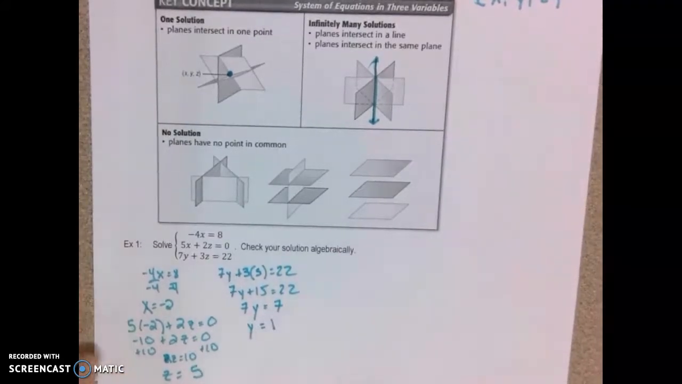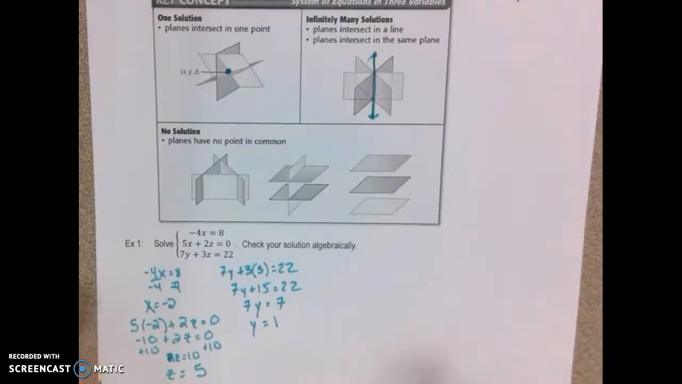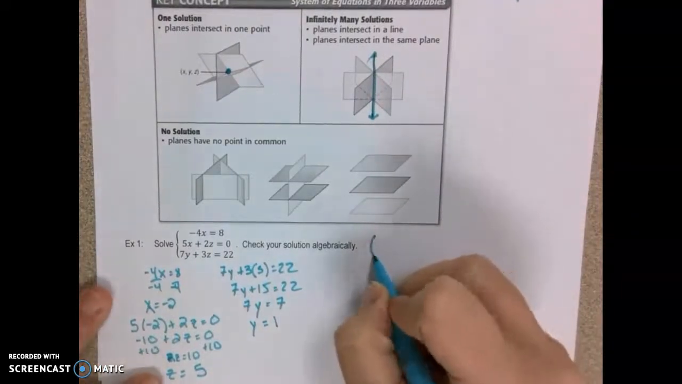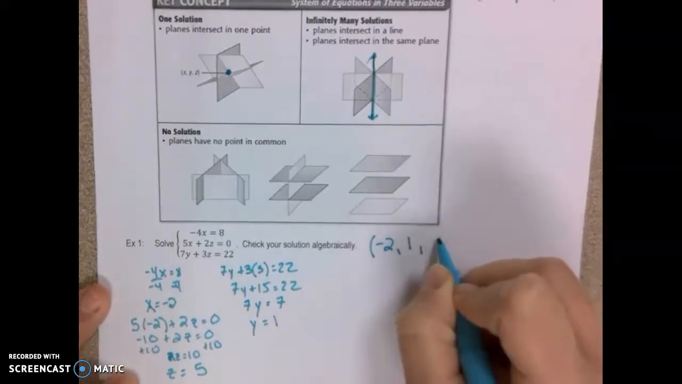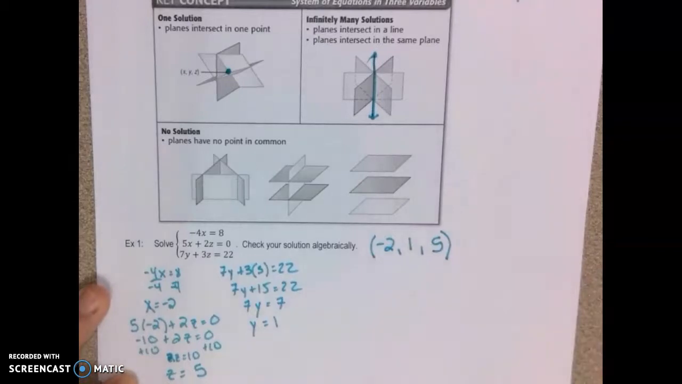So now we can write our ordered triple. Just like in an ordered pair, we write our variables in alphabetical order, so x was negative 2, y was 1, and z was 5. It doesn't matter which one we solved to find first, second, or third. We still write them in alphabetical order.